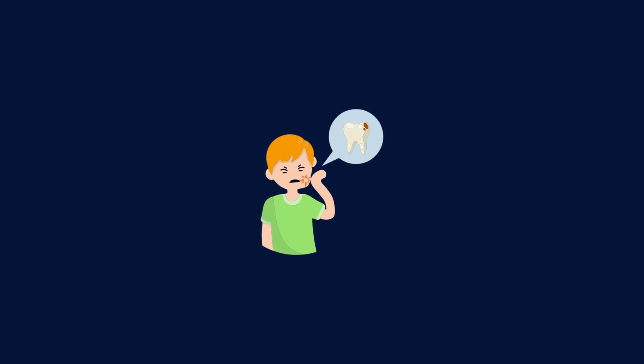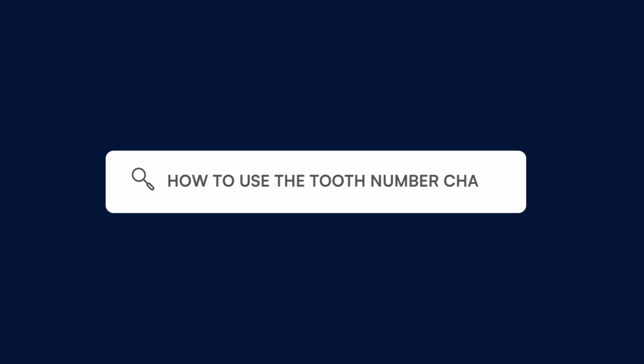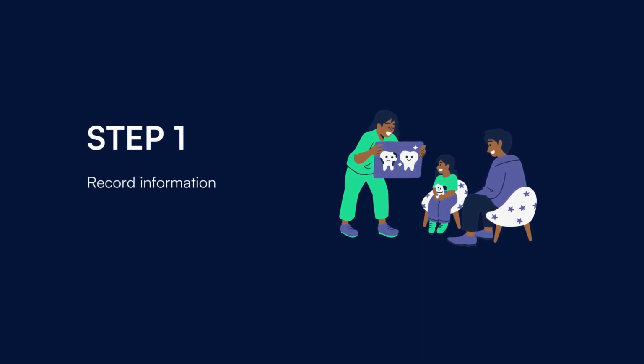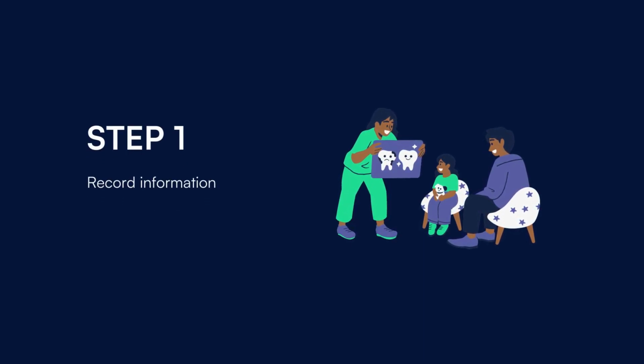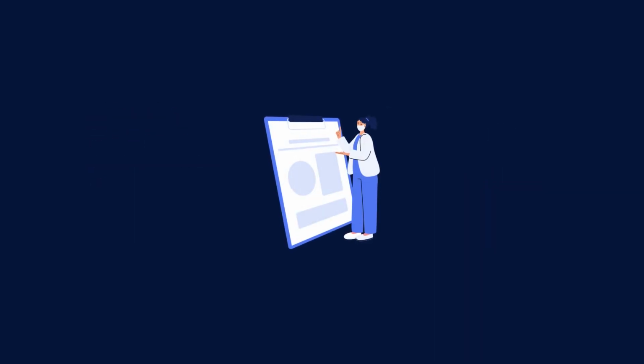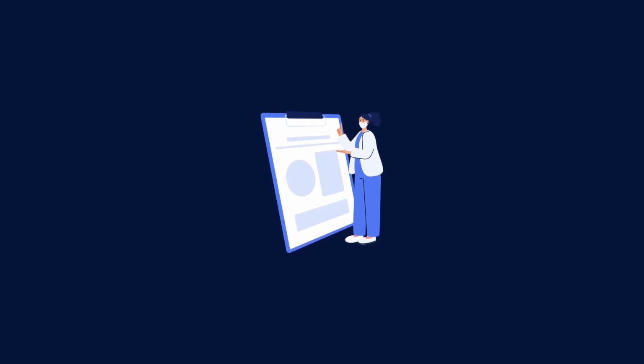To use our free tooth number chart, follow these steps. Download our tooth number chart from the Carepatron platform, which you can find in the link in the description. Using the tooth number chart, record any relevant dental information you need, such as teeth affected by decay or tooth replacement options. This will help ensure your patient's dental data is organized and easily accessible.